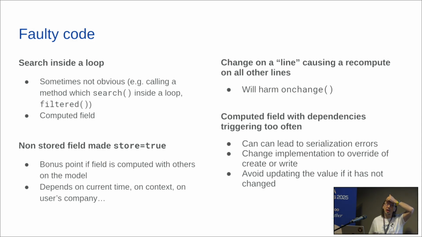On models which have lines, such as sale orders, stock pickings, be careful with a change on a line which causes a recompute on all the other lines. These are easy to miss because you won't see the performance hit when you test that with 3 lines. But when you start having several hundreds of lines in your sale order, that's a killer.